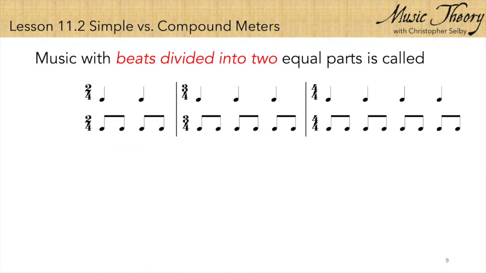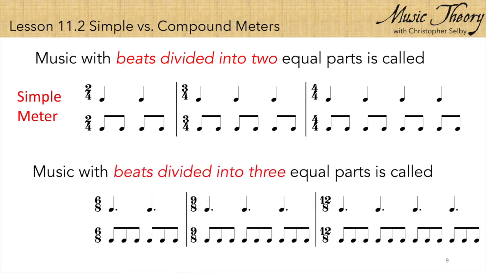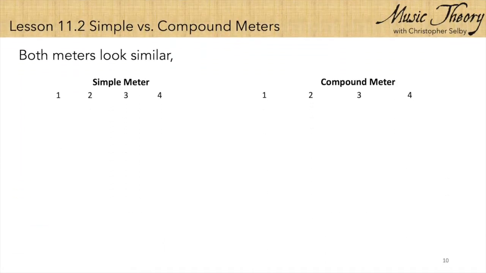Music with beats divided into 2 equal parts, like 2/4, 3/4, and 4/4, is called simple meter, and the quarter note is divided into 2 equal eighth notes. Music with beats divided into 3 equal parts is called compound meter. 6/8, 9/8, and 12/8 have beats that are divided into 3 equal eighth notes.